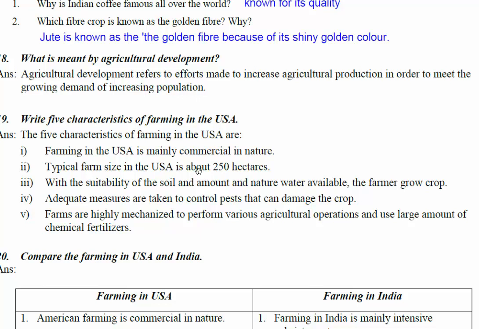I think there's some mistake here. Once again, with the suitability of the soil and the amount and nature of water availability, the farmer grows crops. I think there is no mistake. Adequate measures are taken to control pests or insects that can damage the crop. Okay. Farms are highly mechanized. Use of machines to perform various agricultural operations and use of a large amount of chemical fertilizers in order to increase the production.